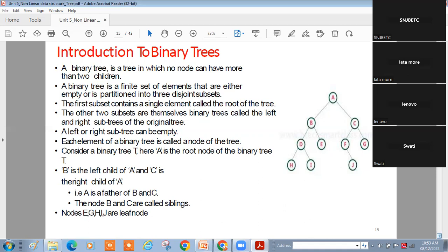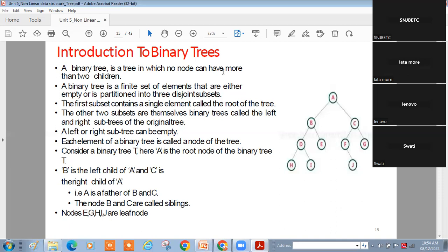So for a binary tree, if you observe this diagram, A has two children, B has 2 children, D has 2 children, E has no children, meaning 0 children, and F has 1 child. So this is a representation of a binary tree. Mark this line: a tree having 0, 1 or 2 children per node is called a binary tree. 3 nodes are not allowed. So this is nothing but a representation of a binary tree.